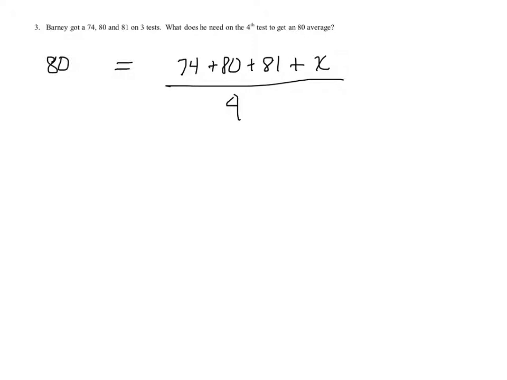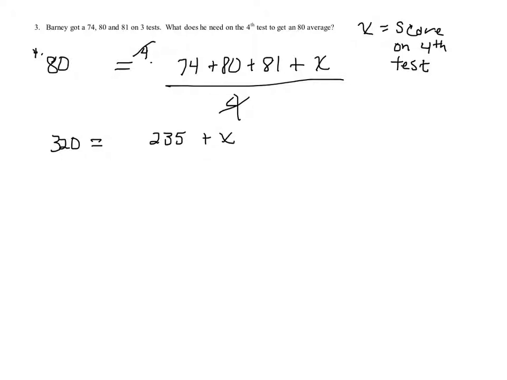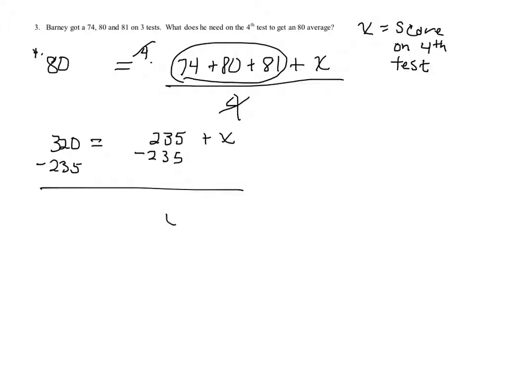So there's my equation. x is the score on the 4th test. We're going to clear the fraction, so I'm going to multiply both sides by 4. It'll be 320, because 80 times 4 is 320. On the other side, the 4's divide out, and when I add 74, 80, and 81, I get 235, plus x. Now I just have to solve for x by subtracting 235 from both sides. So x is equal to 85. He has to get an 85 in order to get an 80 average.